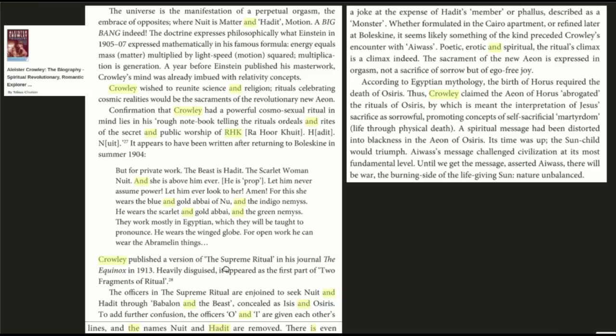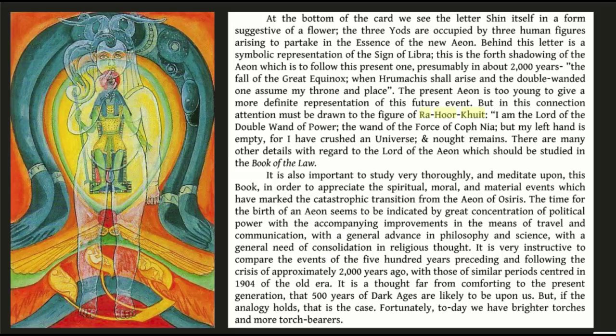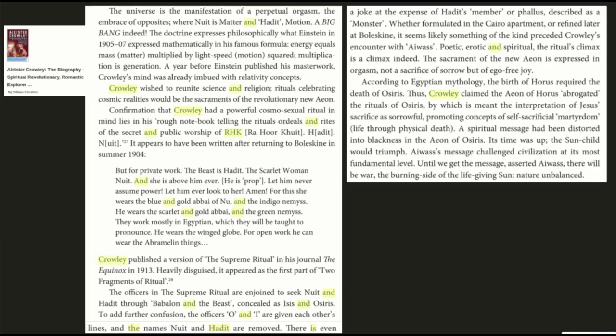Okay, so let's continue. To add further confusion, the officers, O and I, are given each other's lines and the names Nuit and Hadit are removed. So you see how they work through this. But the point is, when you hear Babylon and the Beast, you're talking about Nuit and Hadit. The Scarlet Woman Nuit, the Beast Hadit. And it's a cosmosexual ritual played out in the heavens, but then carried out ritually through Babylon and the Beast here on Earth in order to bring about this new Aeon of Horus.